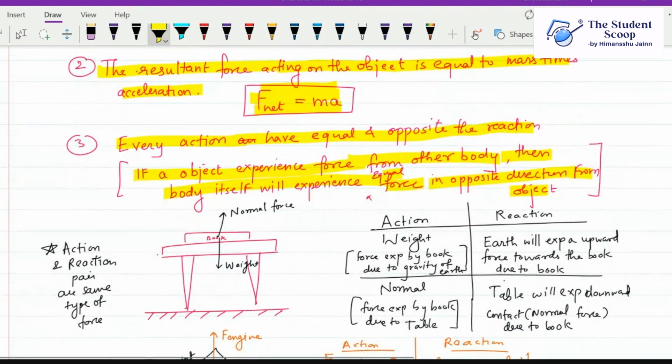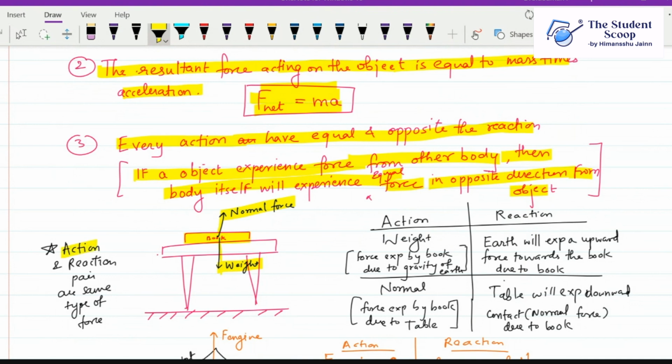If I give you an example, let's say I have kept a book on a table. The upward acting force on this book is the normal force, and the downward acting force is the weight force. In most scenarios, students think that the normal force and the weight are an action and reaction pair because both are in opposite directions and both are equal. But let me tell you, this is not true.